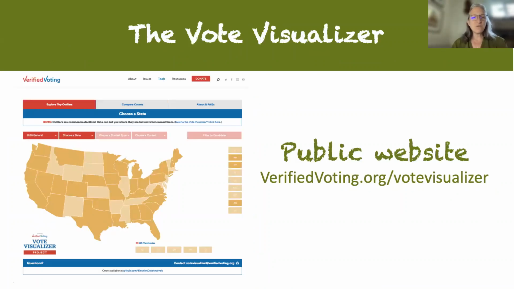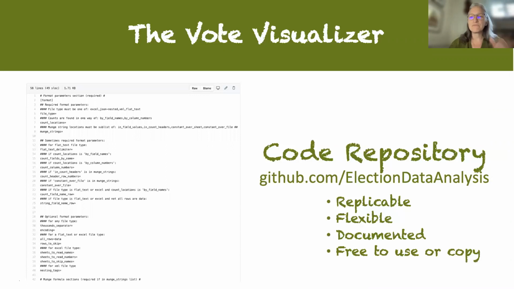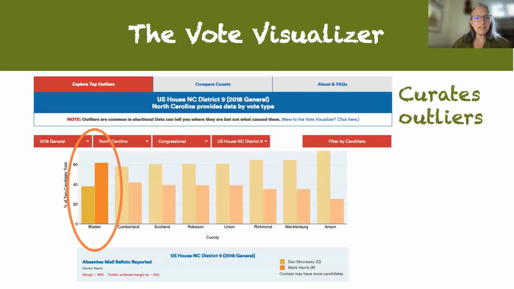So what is the Vote Visualizer? The Vote Visualizer is a public website. You can go to it now. If you get bored during my talk, you can just go play around with it. It's at verifiedvoting.org. And it is a tool for discovering outliers in election results. The code repository, if you're interested, is at GitHub. And it has two main features.